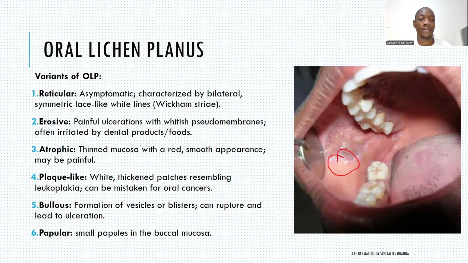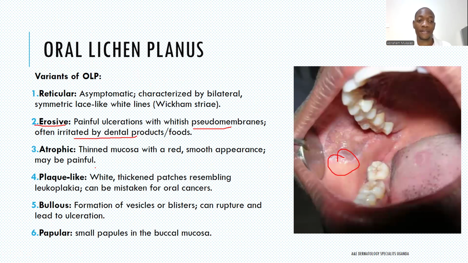And the next one is what we call erosive. In this case, you'll have an erosion or an ulcer, which is usually very painful with pseudomembranes. And oftentimes it is irritated by dental products and even foods. So you have like a wound. And the erosive type is one that is usually associated with the development of squamous cell carcinoma in the mouth. So every time you see it, you have to treat it aggressively.